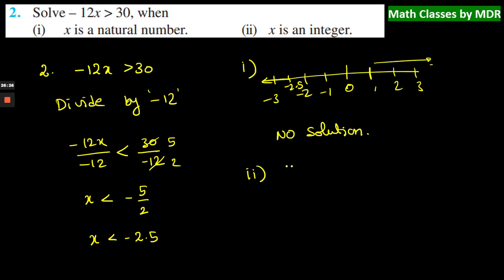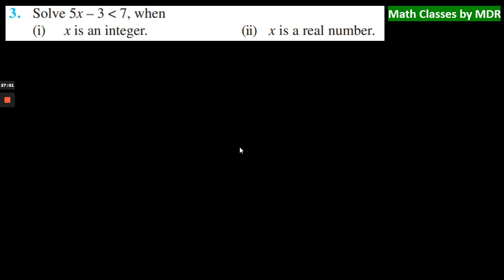Now let's see the second case. If x is an integer, how many numbers are there less than minus 2.5? We have minus 3, minus 4, minus 5. All these are integers, so we can write it as x belongs to minus 3, minus 4, minus 5 and so on up to minus infinity, right? So that is the solution for the second one. Now let's see the third one.